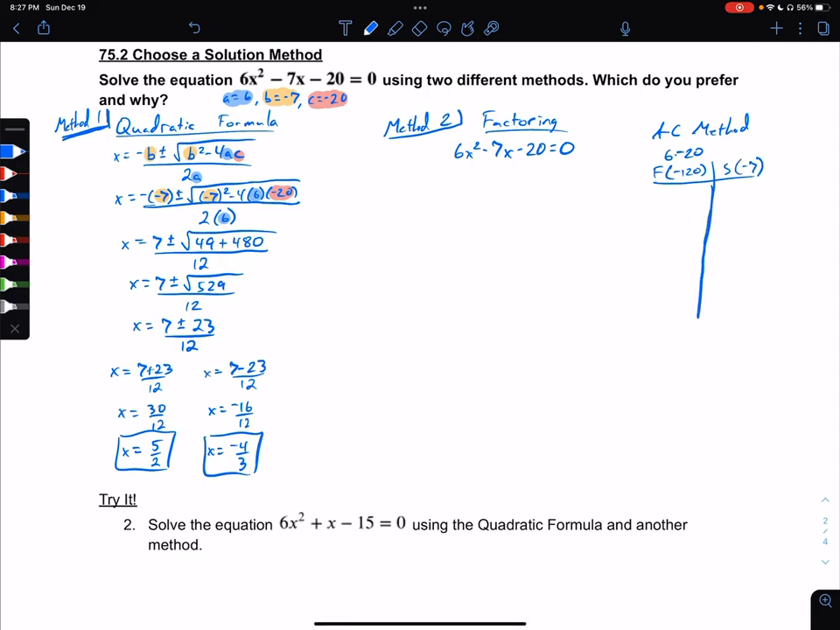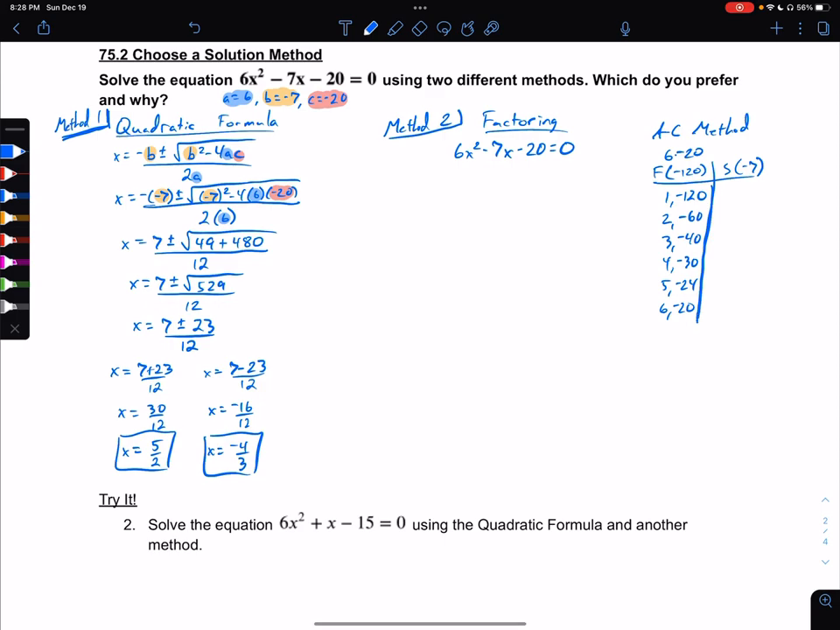So I already decided I don't like this problem. I definitely don't want to factor this. 120 has a lot of factors, so I would have to make a long list. I'm going to write them all down anyway, and we'll just go from there. Apparently I'm a glutton for punishment. All right, so 3 and negative 40, 4 and negative 30, 5 and negative 24, 6 and negative 20.